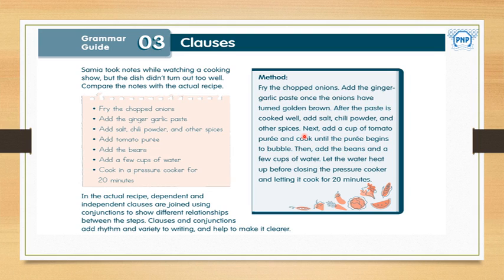So let's check. Fry the chopped onions. Add the ginger garlic paste once the onions have turned golden brown. After the paste is cooked well, add salt, chili powder and other spices. Next, add a cup of tomato puree and cook until the puree begins to bubble. Here they have used and. Then add the beans once again and a few cups of water. Let the water heat up before closing the pressure cooker and letting it cook for 20 minutes. This is how the recipe is.